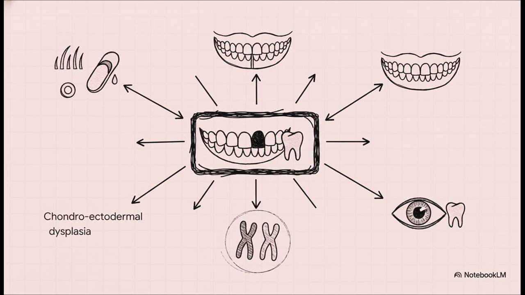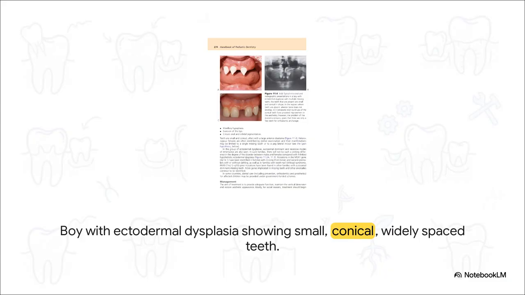Hypodontia is a key clinical feature in over 50 different syndromes. Ectodermal dysplasias are kind of the classic example you learn for your boards, but you also see it all the time in patients with clefts, with trisomy 21. The list goes on. Being able to spot this pattern and connect the dots, that's what's going to make you a fantastic diagnostician.